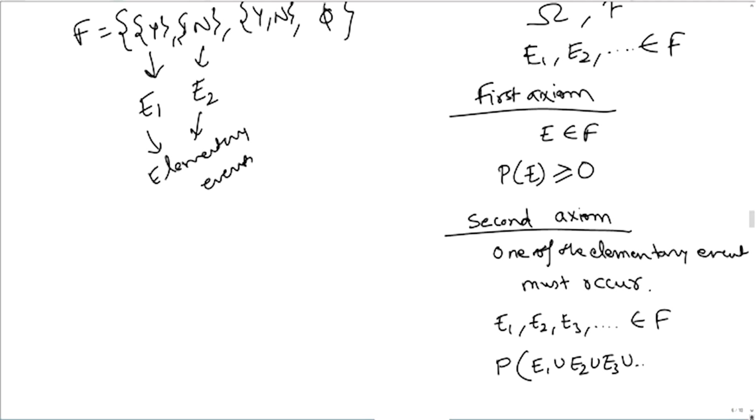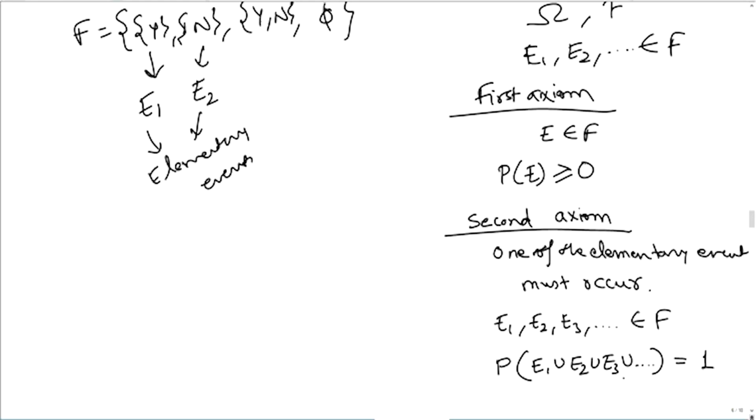So, it means the same thing. When I say that the probability that at least one of the elementary events occurs is equal to 1, it means that the probability of the union of all these elementary events is equal to 1. That is what it means. That either this occurs or this occurs or this occurs, right?